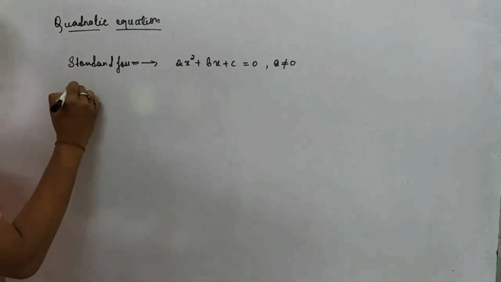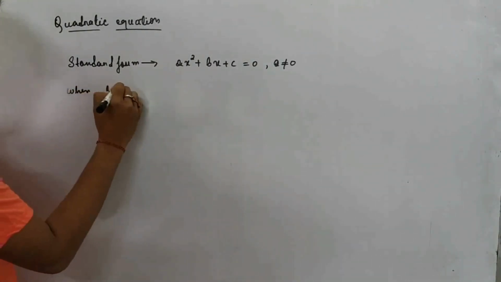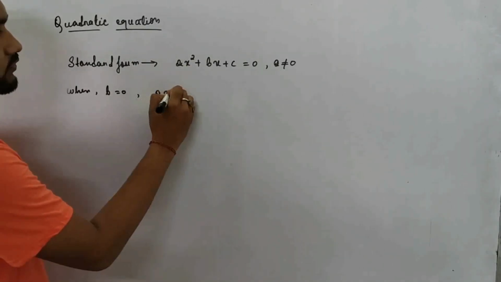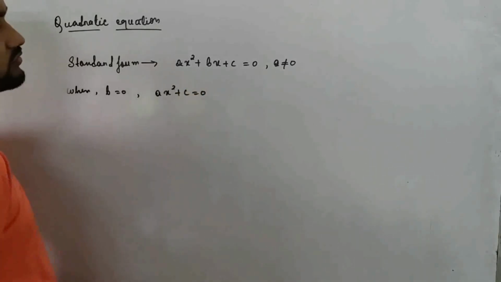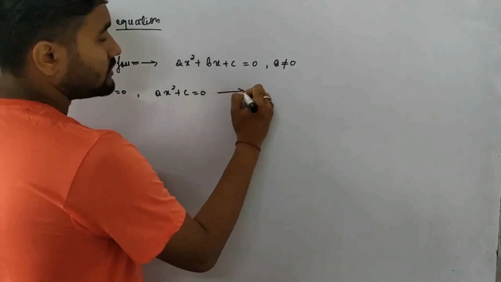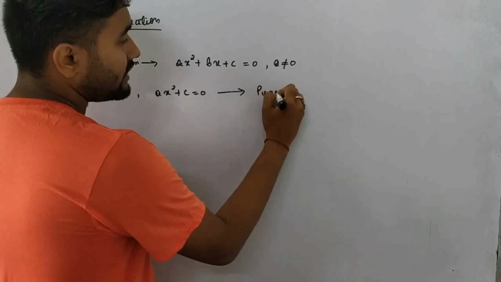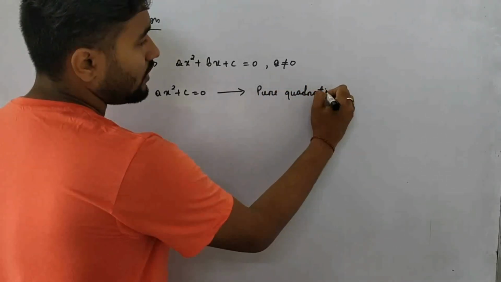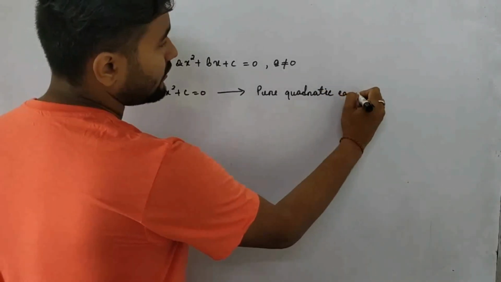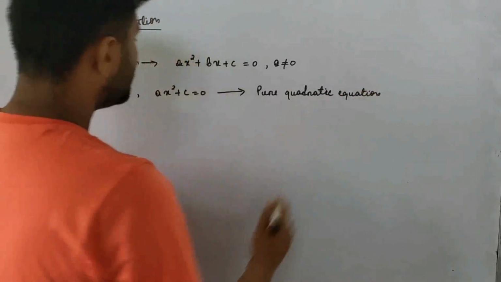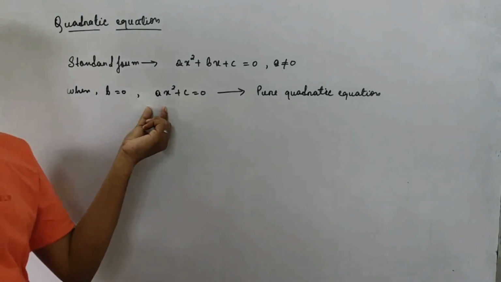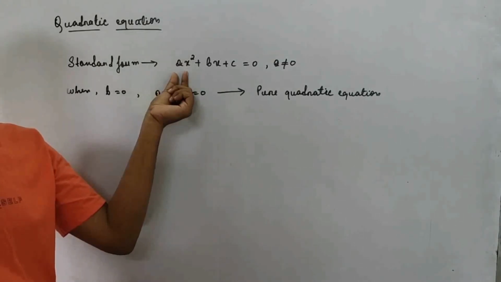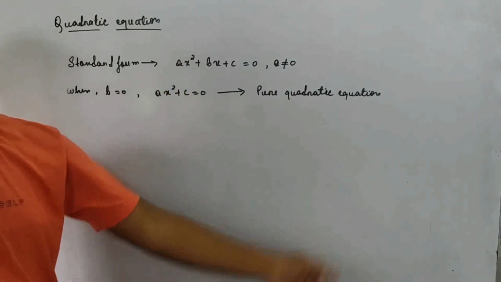Now what will happen when b is equal to 0? If b is 0, then we will get ax square plus c equal to 0. And this is known as what? This is known as pure quadratic equation. Because you see, the only degree is 2. There is no degree 1. So the only degree left of the variable is 2. So this is known as pure quadratic equation.